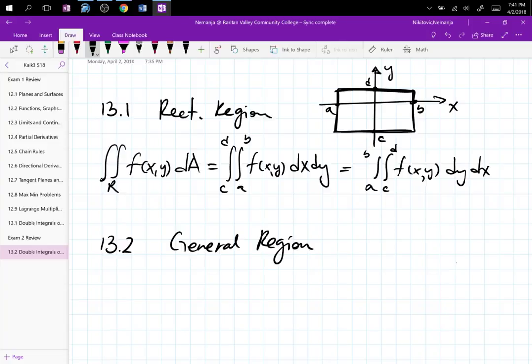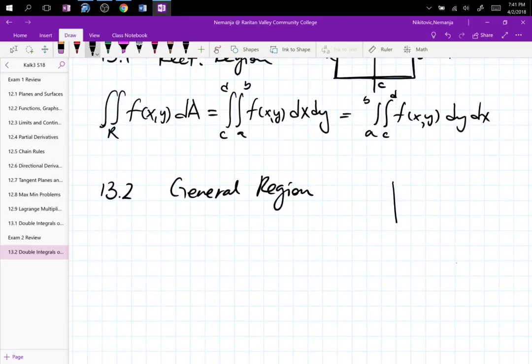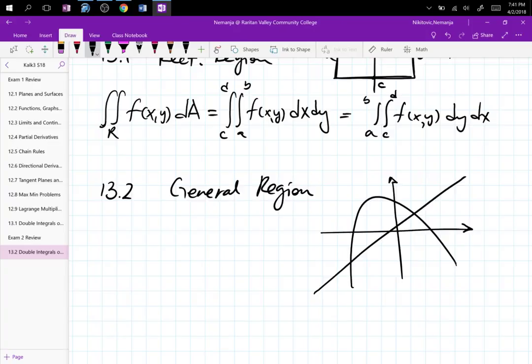And if you have a general region, then your domain is going to have two functions. There is going to be a function g of x and function h of x. And these are just your regular precalculus functions: linear, quadratic, cubic, trig, exponential, logarithmic, whatever, right?